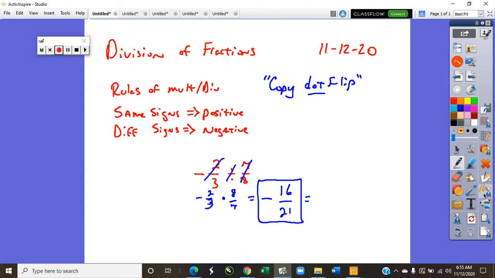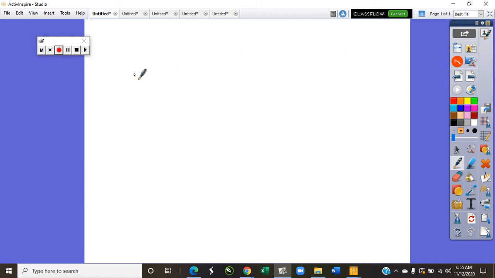Now, let's say that I have a number that has a whole number, or an integer, sorry. Let's say I have negative 4 divided by 3/7. Well, the first thing I'm going to do before I copy dot flip is change this integer into a what? A fraction. Good. So negative 4 over 1 divided by 3/7. Now I'm going to copy dot flip because this is division. So I'm going to write negative 4 over 1, dot, and flip 3/7, which becomes 7 over 3.